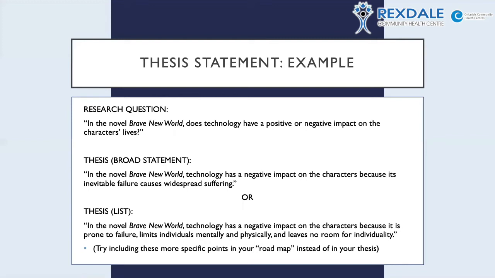So you can see there, it essentially just lists 3 reasons why technology has a negative impact on the characters, and those would correspond to each of your 3 body paragraphs. So prone to failure, limits individuals, and no room for individuality. So instead, what you could do is go with the first option, the broad statement, and then just include those more specific points in a roadmap instead of in your thesis. So they would still be in the introduction, but you would have a broader, more overarching thesis to summarize your argument.